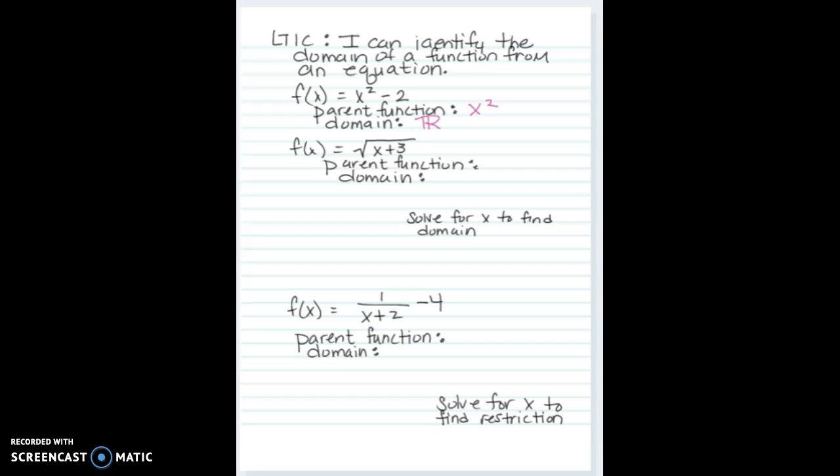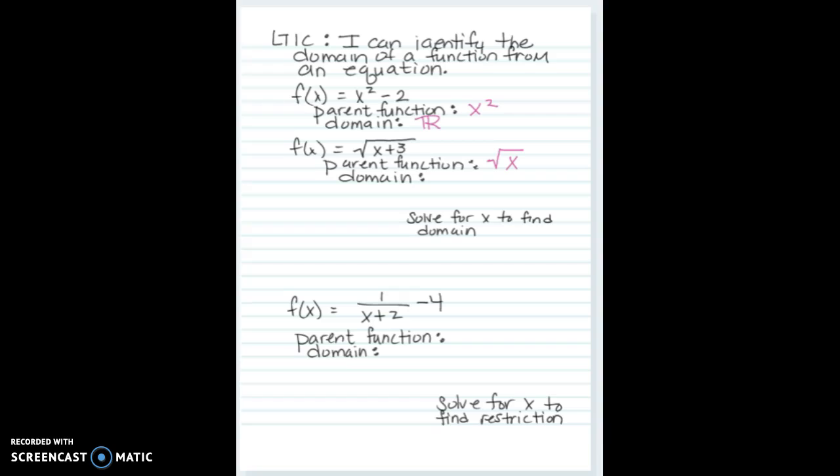Our next function is f of x equals the square root of x plus 3. We want to again ask ourselves what the parent function is. Well, this time the parent function is the square root of x. So we want to think about the domain of the parent function, and we're going to repeat the same process.